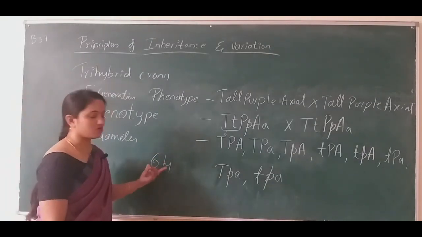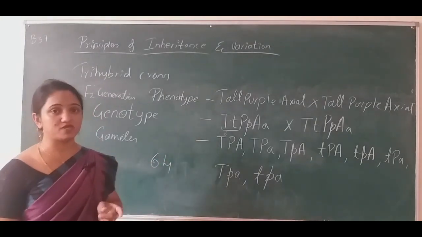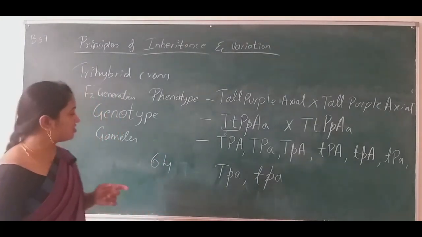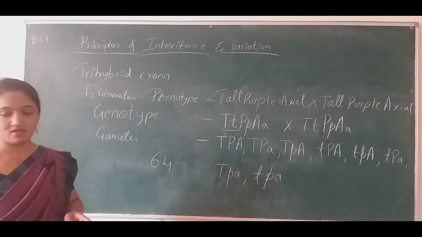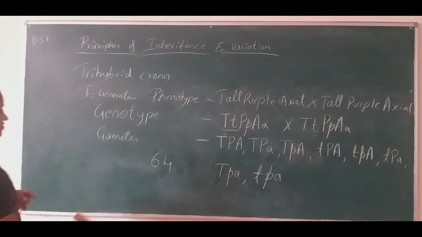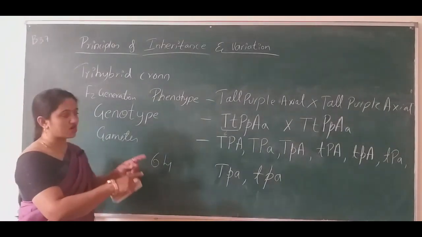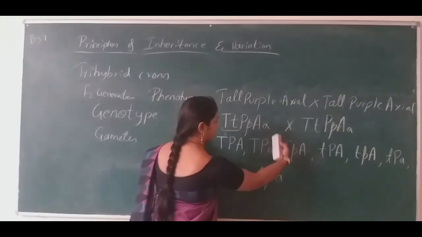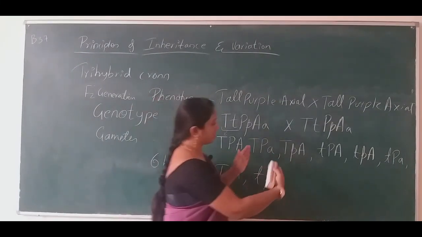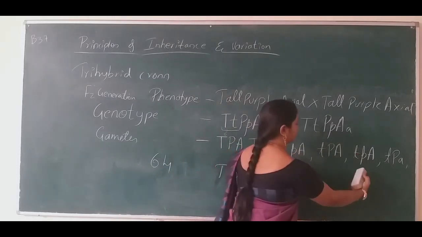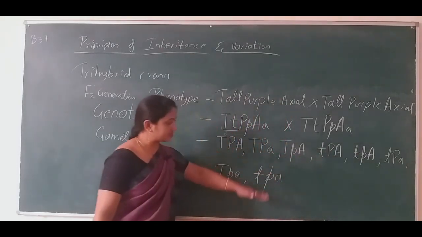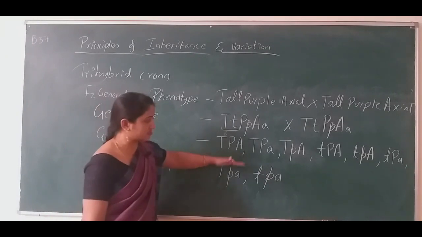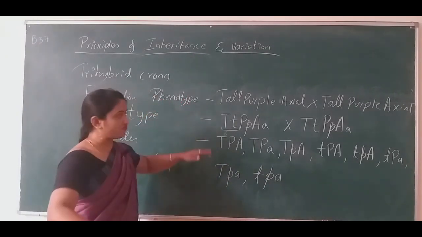It means 64 boxes, in the sense of 64 types of offspring. So how will it be? We'll see now. We'll put the Punnett square. So what do you have to do now? You have to write these gametes in this portion, and you have to write the same gametes in this portion, and then in the next space put whatever I'll write here.